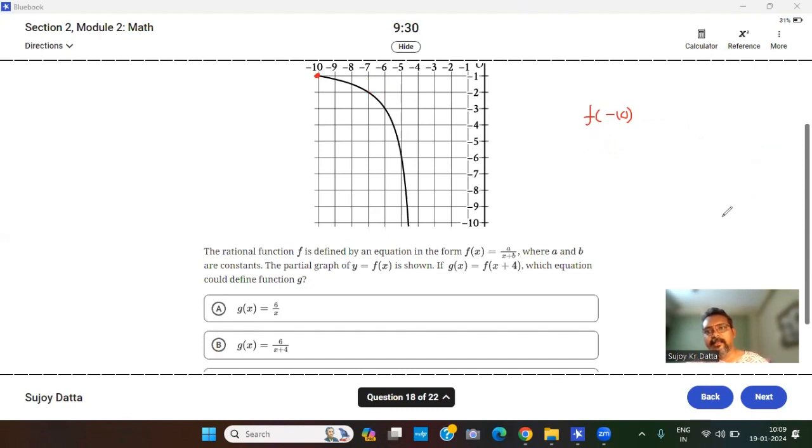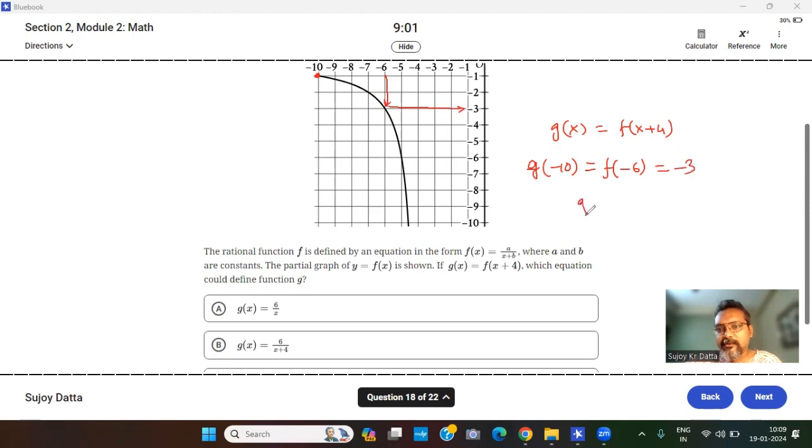What can be done instead is pick a suitable point such that you can read. So here we have g(x) is f(x) plus 4. And if I plug in, say x as -10, so g of -10 would be f of -10 plus 4, -6. And we can see -6 can be easily read from this, -3. So that means -3. So g of -10 should be -3.